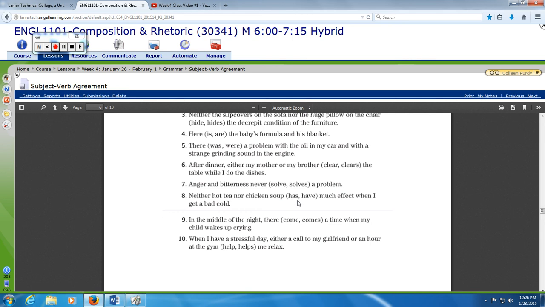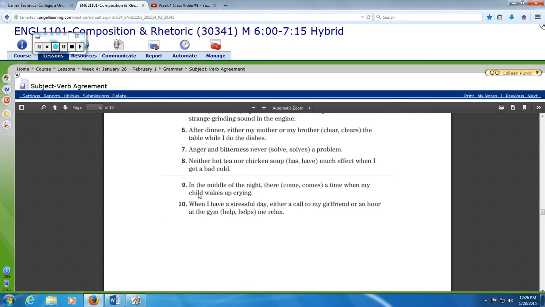This is singular form. In the middle of the night, there comes a time when my child wakes up crying. In the middle, prepositional phrase. Of the night, prepositional phrase. When my child wakes up crying is a dependent clause. Child is the subject, wakes is the verb. But we're not worried about this. We're worried about the verb here. Now we've got a combo here. Remember when a sentence or a clause starts with there, it displaces the subject. Subject is time. Move that back here where it belongs. Time comes. Time is singular, comes is singular. So this would read, in the middle of the night, there comes a time when my child wakes up crying.